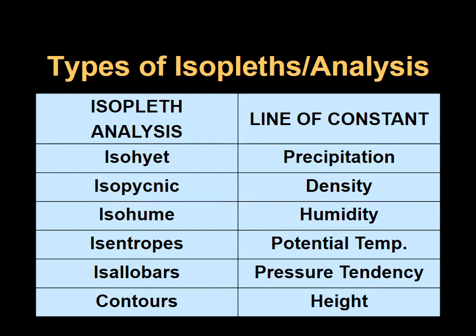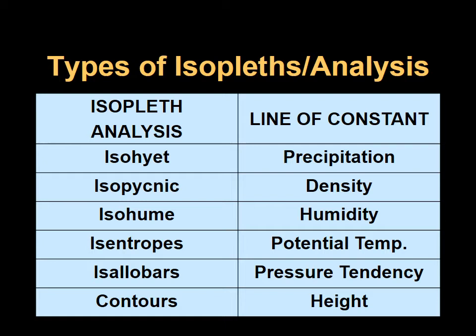Isopycnics, I hardly ever see any isopycnics, but they're lines of constant density. Isohumes sometimes are drawn, lines of constant humidity. Isentropes, which we will use, believe it or not, more later on in this class, are lines of constant potential temperature. If you remember, we said that isentropic analysis is another form of vertical component. We talked about height, pressure. We also talked about sigma coordinates, but then also theta coordinates, which are isentropes.